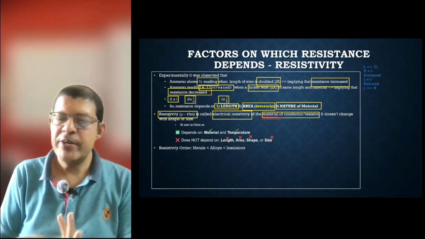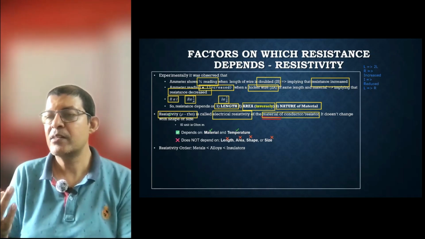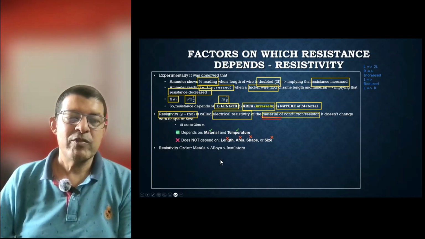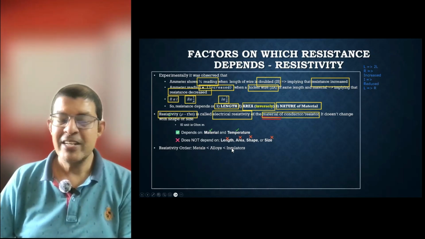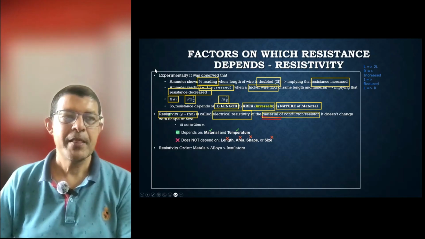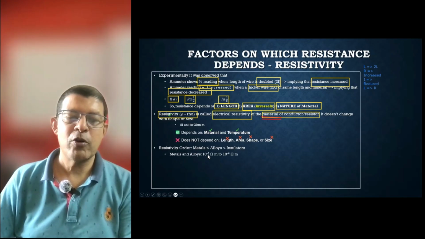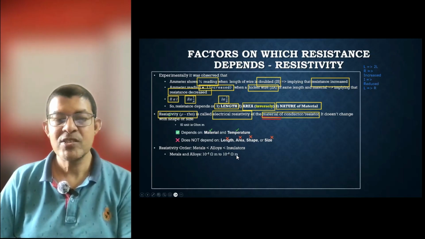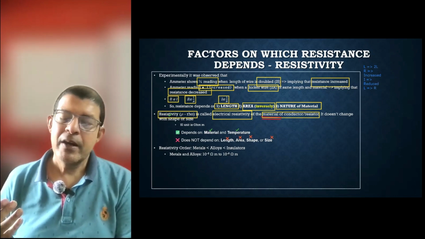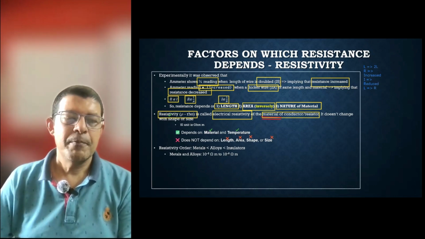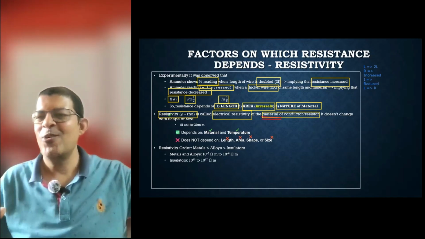Okay. So next, resistivity order. There is an order of resistivity. There are three types of materials. One is conductors, one is semiconductors, and third are insulators. So when you see, metals have the least resistivity, followed by alloys, and then insulators have the highest resistivity. So metals and alloys have a resistivity range of 10^-8 to 10^-6 ohm meter. That means they are conducive to electricity. They allow current to flow. Okay. And then insulators, they tell current to wait there only, do not flow.